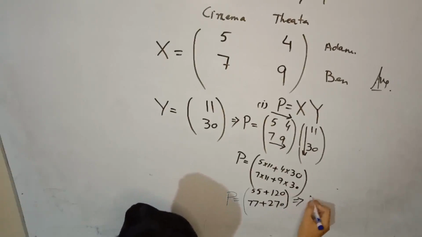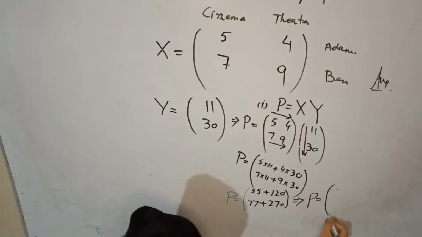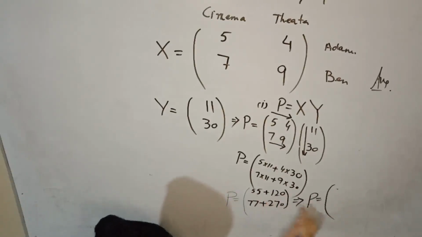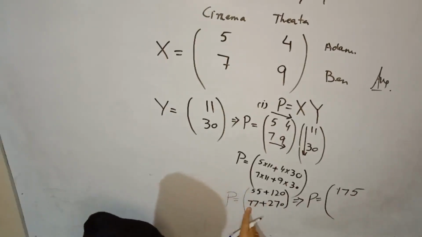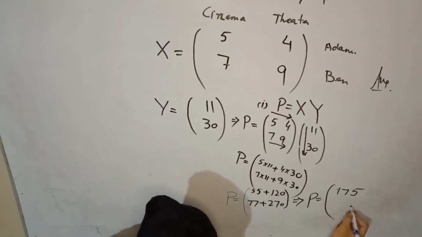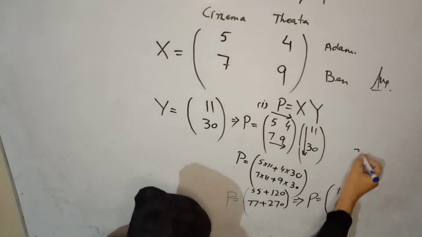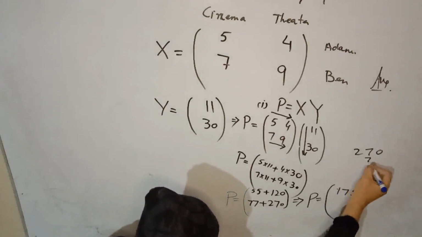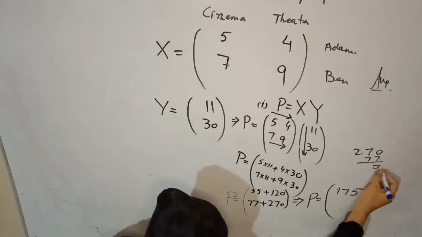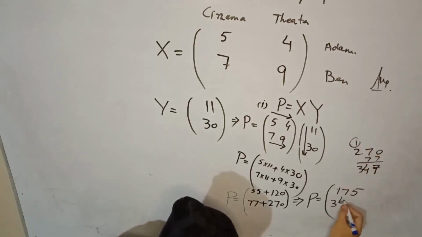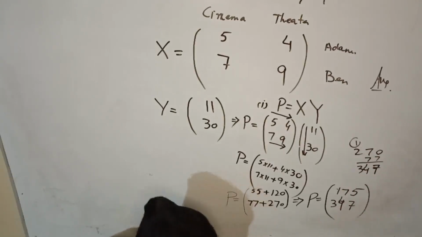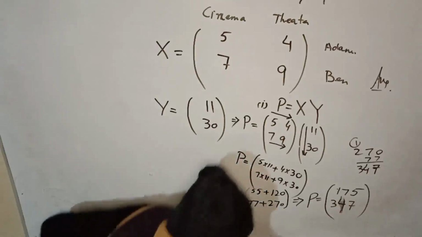So this implies that P will be equal to 55 plus 120 is 175. 77 plus 270 is 270 plus 77. 7 plus 0 is 7. 7 plus 7 is 14. 1 carry, 1 plus 2 is 3, 347. So this is the product matrix P, which is equal to the product of X and Y.